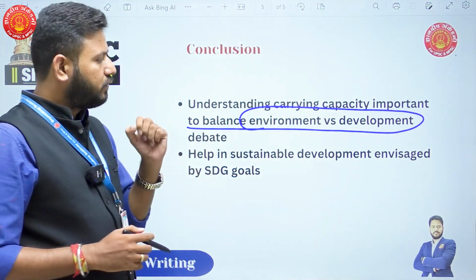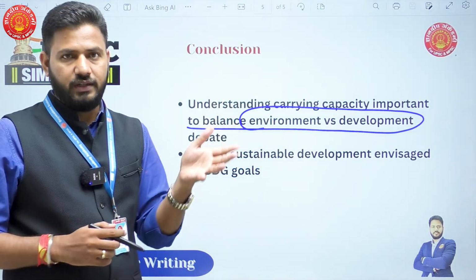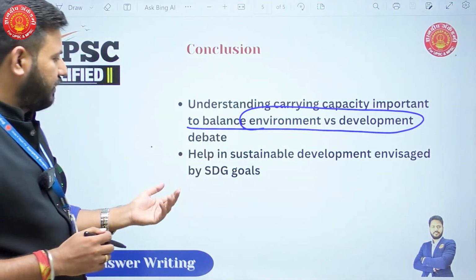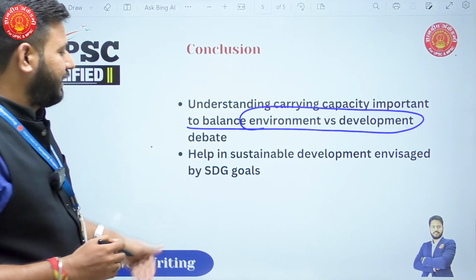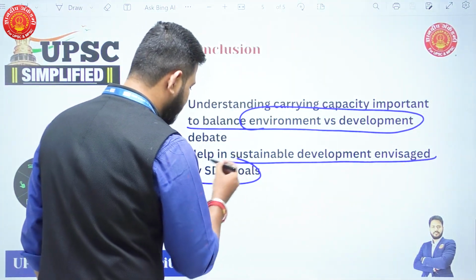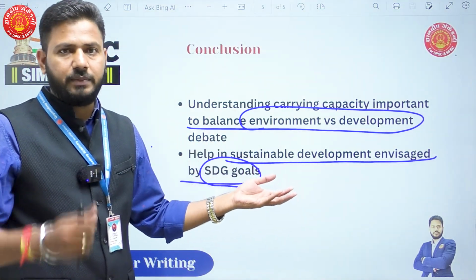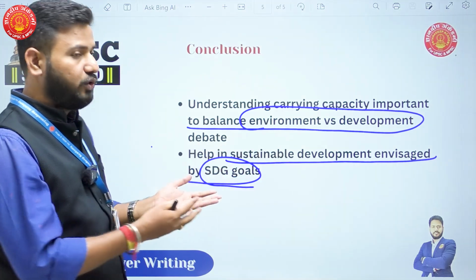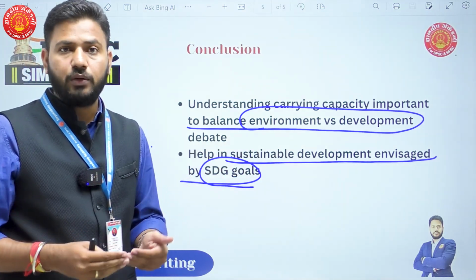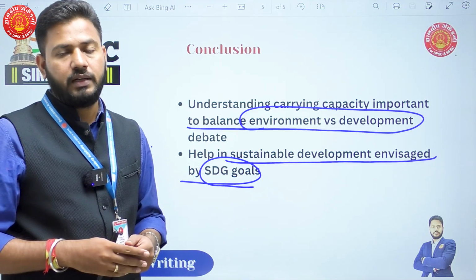Also, in the conclusion, you have a chance to show the examiner that you know something different. For example, what I've done here is to tell how carrying capacity can help in sustainable development, which was envisaged by the SDG goals. Actually, this is not asked in the question, but I'm trying to show the examiner I know the Sustainable Development Goals also. So this is how you can write the conclusion to this question.